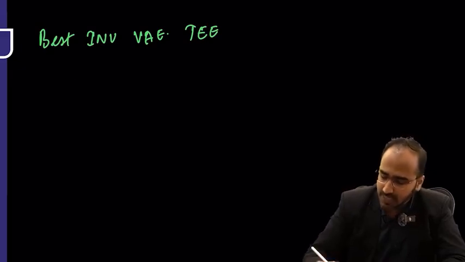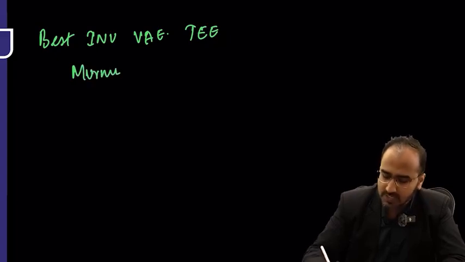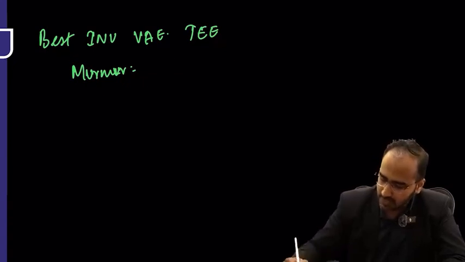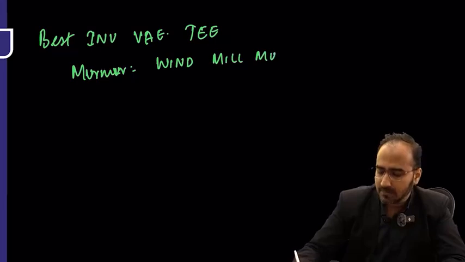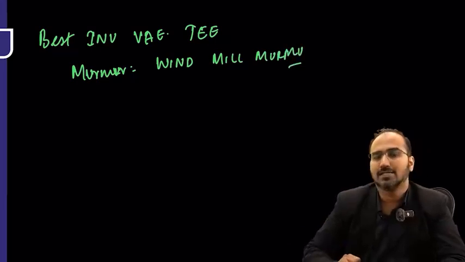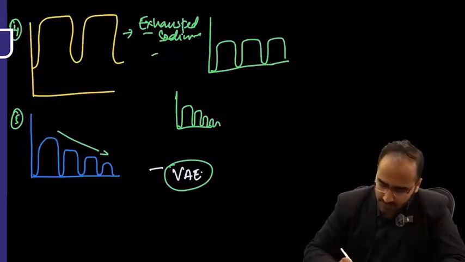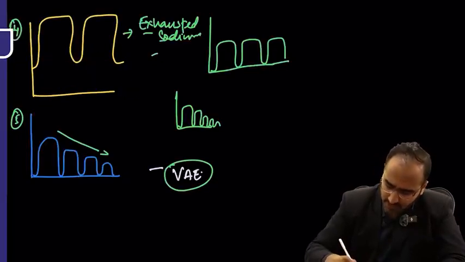Apart from that, what else we need to remember of venous air embolism? What is the murmur that you see in venous air embolism? The murmur that you see while auscultating is windmill murmur. Windmill murmur. Okay. That's venous air embolism. Okay guys. So you will see this kind of capnograph in venous air embolism. Next. The last capnograph that we see is what?